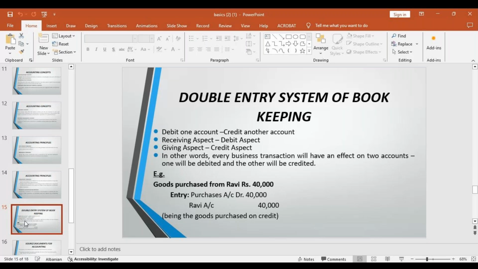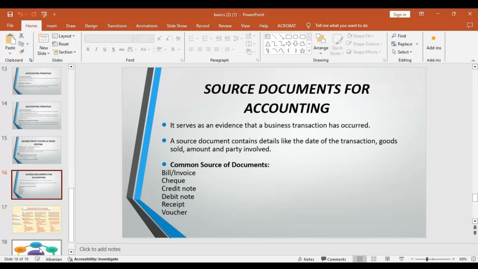Double entry bookkeeping. We already came through this. This is what I told you. Please take these notes, okay? That is the document. These are the evidence in the business. So these are very important. And all these we are going to create in Tally also.